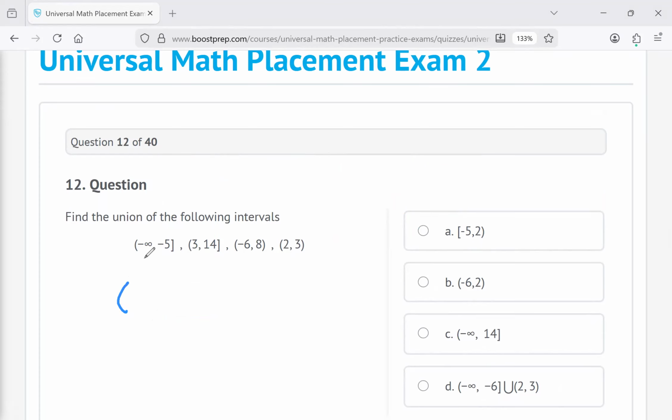My smallest x value looks like it's negative infinity, and then my largest x value looks like it's positive 14, right? And it's included, so it has a bracket. So that's our answer. It looks like letter C.